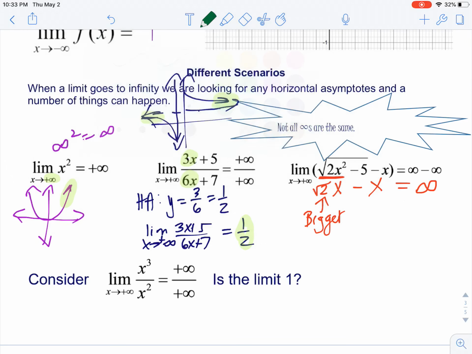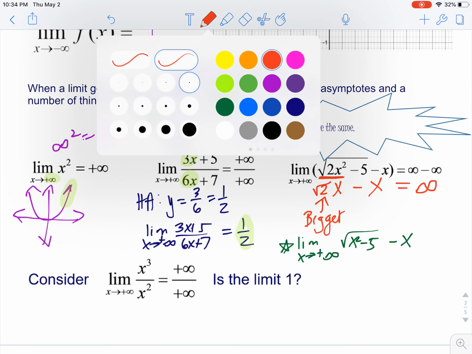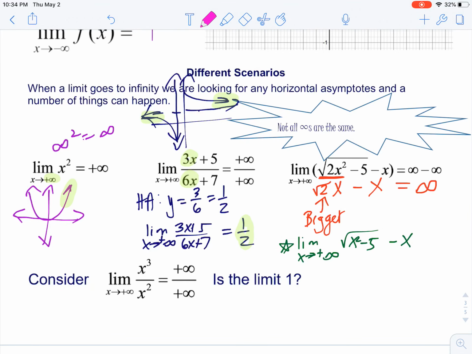But then, let me show you an example. If you have the limit as x approaches positive infinity of radical x squared minus 5 minus x, well, now if I think about how that simplifies, let's go pink. This would simplify right here. That would just be x. Again, the 5 is kind of insignificant. Minus x. So now we're doing infinity minus infinity. That's actually going to give us an answer of 0. So not all infinities are the same.